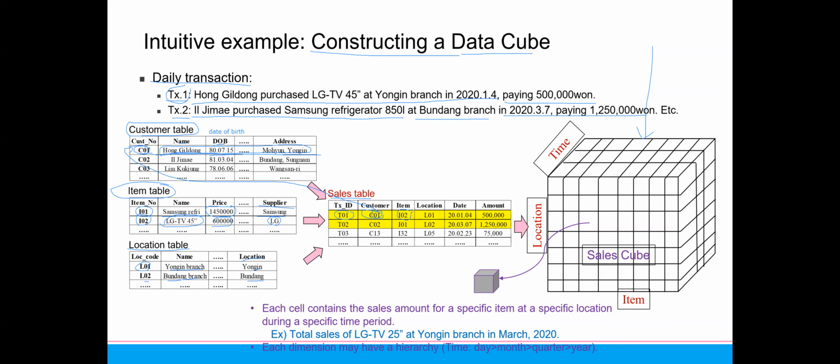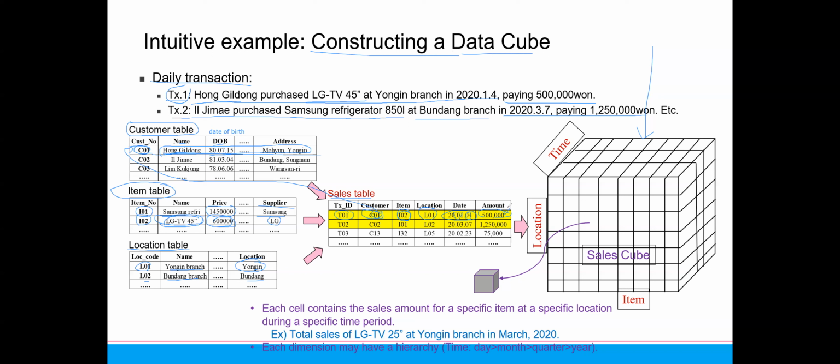The item, okay, you can see that Hong Gildong purchased LG TV 45. This is the LG TV 45, this is item 02. And Hong Gildong purchased it in L01, which is Yongin Brands. And the date is 2020 January 4th. The amount that he paid is 500,000 won. The price is actually 600. Oh, why did he pay 500,000 won? Okay, maybe there's a discount. Okay, there is an event.